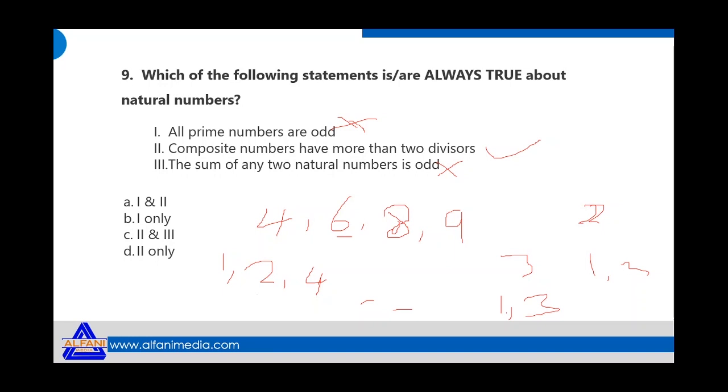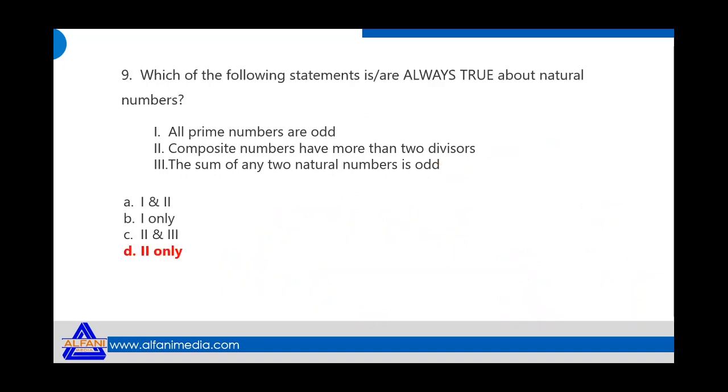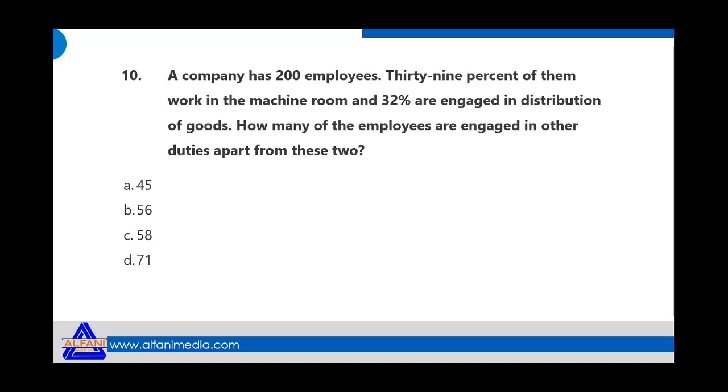So this is what we mean by composite numbers. Composite numbers and prime numbers, the two of them make up the whole numbering system. So a number can either be a prime number or a composite number, apart from 1. So that is it. The answer is I only. So that is the answer here, I only. That is question number 9.